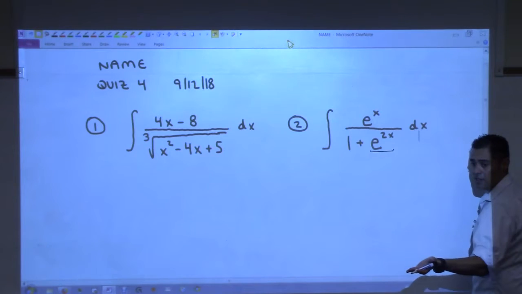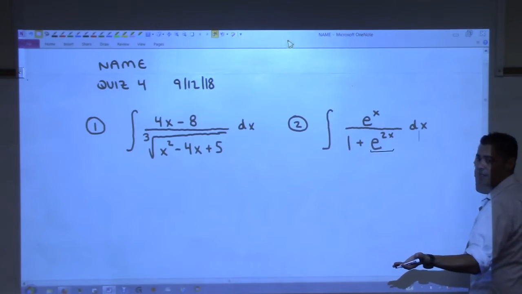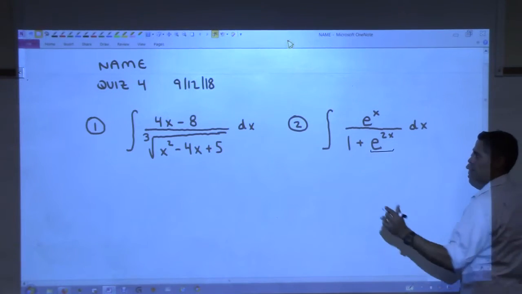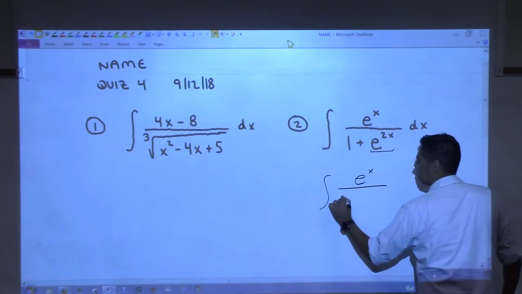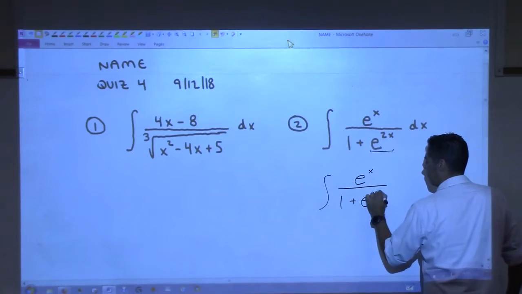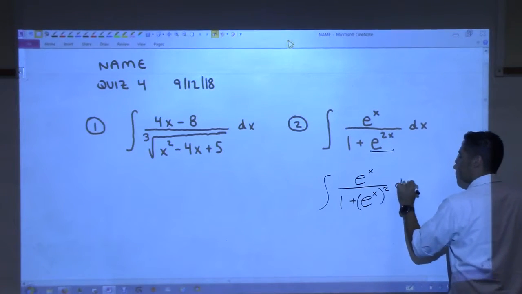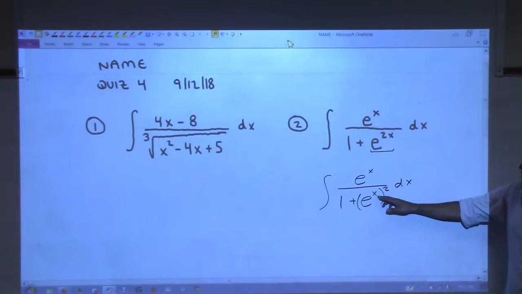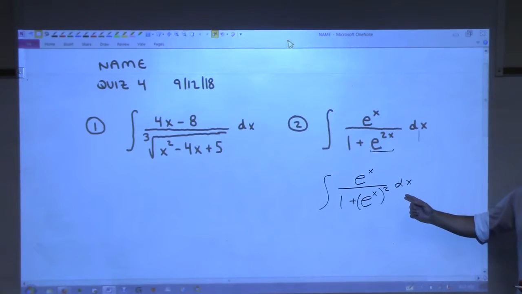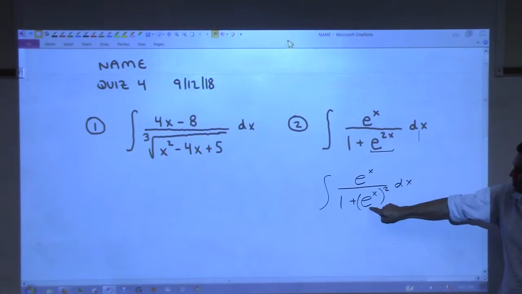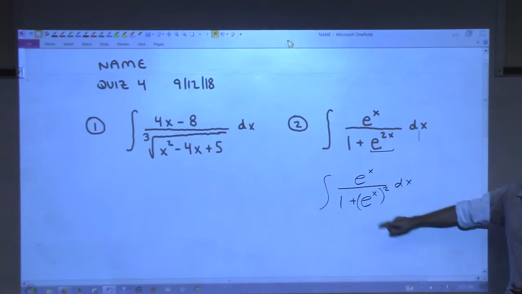e to the x times e to the x, right? Which is the same as e to the x squared. That's the same thing, right? Something to a power, you multiply the powers. 2 times x is 2x. Do you see this? Now, what if I make this e to the x my substitution?